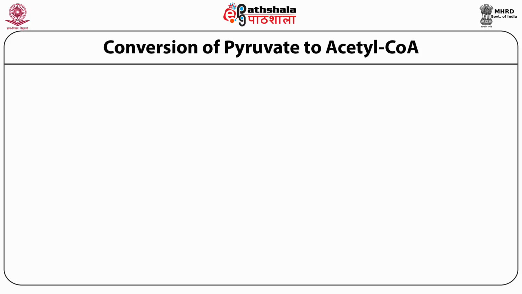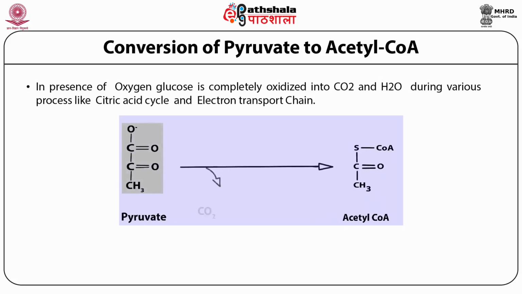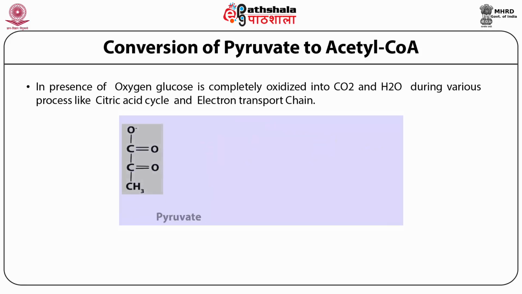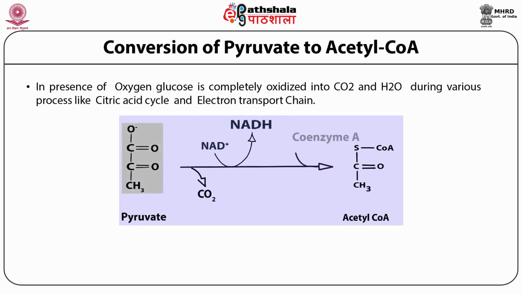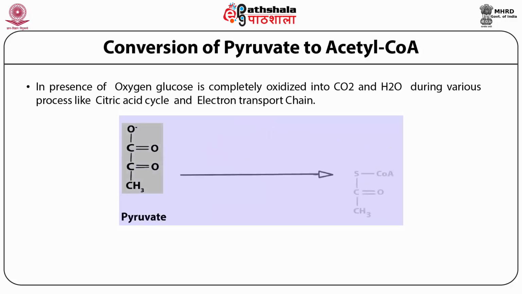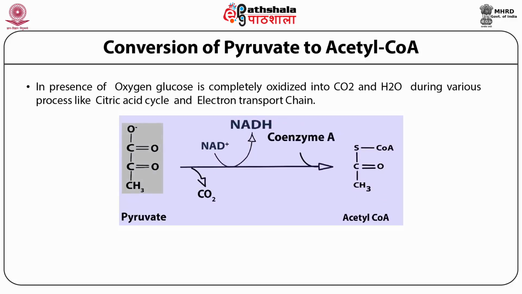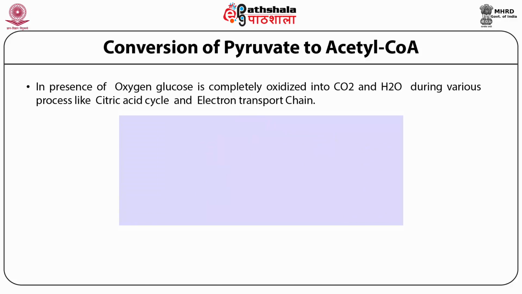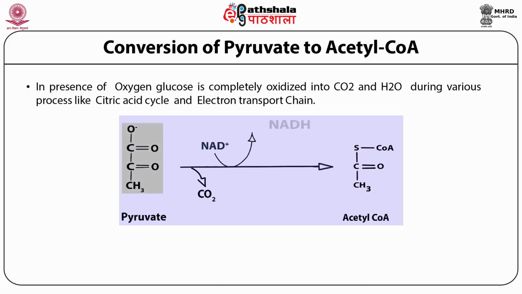Conversion of pyruvate to acetyl coenzyme A. In the presence of oxygen, glucose is completely oxidized into carbon dioxide and water, as we discussed, and it takes place during various processes like the citric acid cycle and electron transport chain.